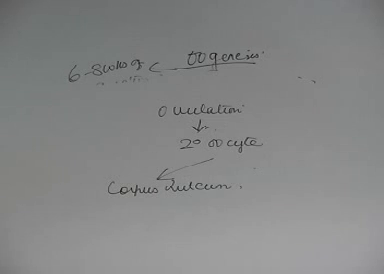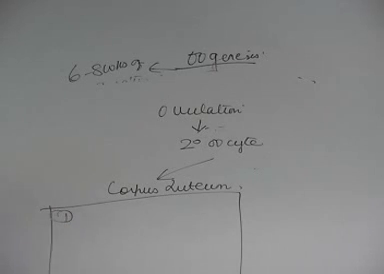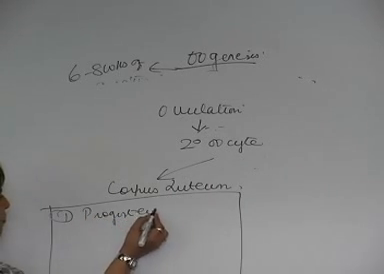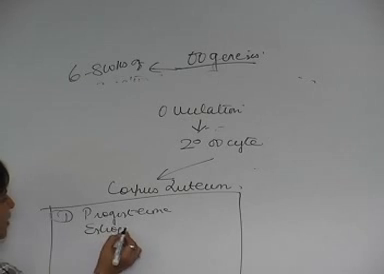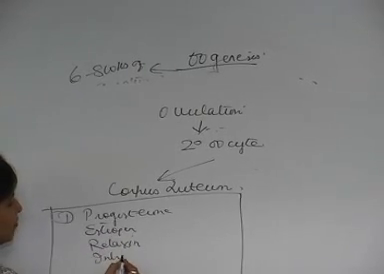Questions which are asked on corpus luteum are, number one, what are the hormones which are secreted by corpus luteum? The hormones secreted by corpus luteum are, number one, progesterone, which is the main hormone, number two, estrogen, number three, relaxin, and number four, inhibin.